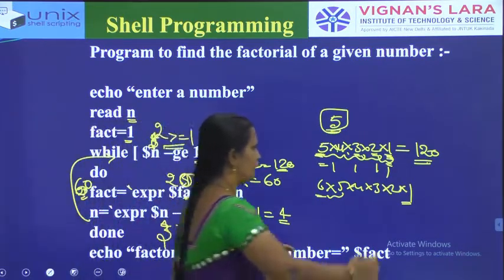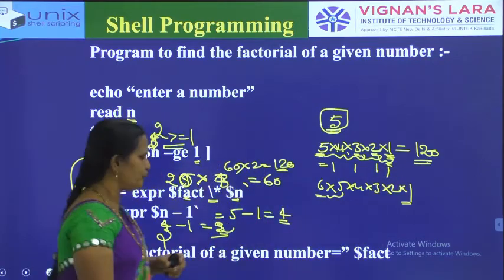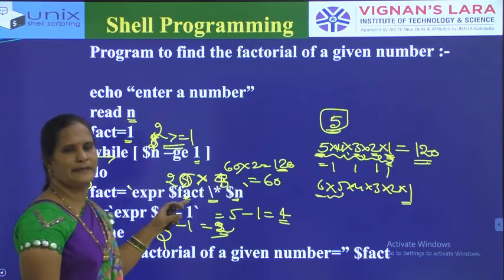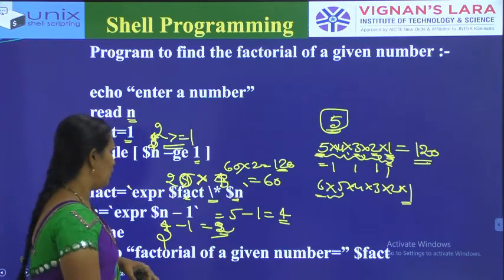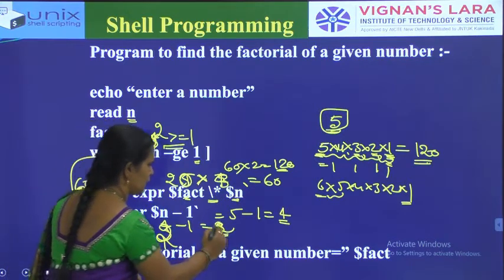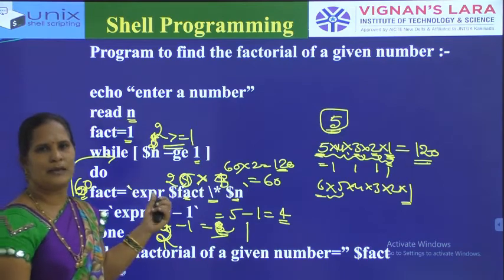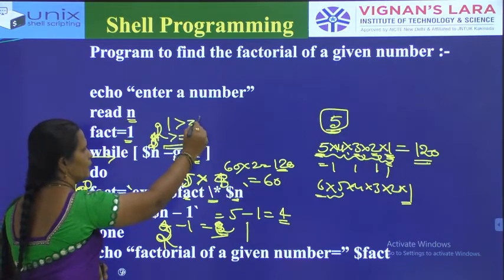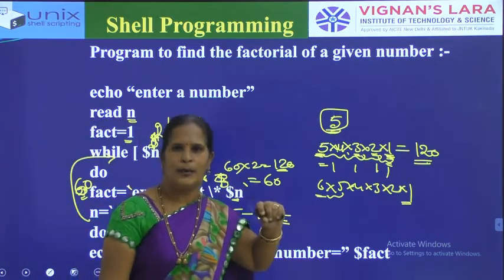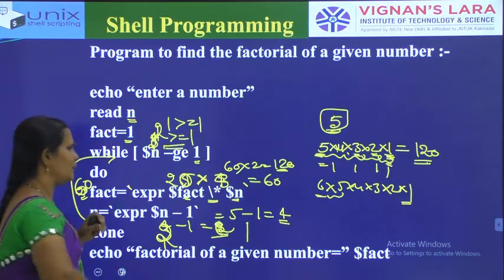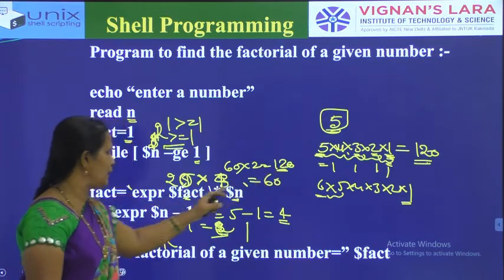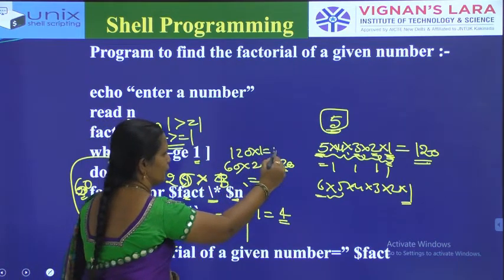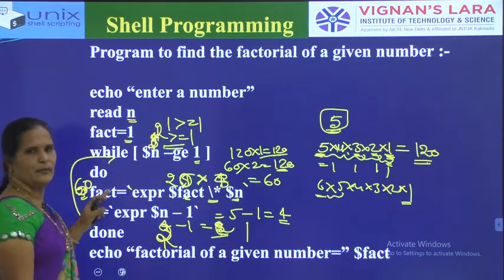Next, observe, the final value is 1. In order to get 1, what do we have to do? We have to decrement the n value. n is equal to expr space $n space minus 1, which means 2 minus 1, which is 1. Now the n value is 1. Again the control goes here. Here the n value is 1. 1 greater than or equal to 1 means the condition returns a true value. So here the factorial value is 120. 120 into the new value of n, which is 1, is 120, which is stored in the variable fact.